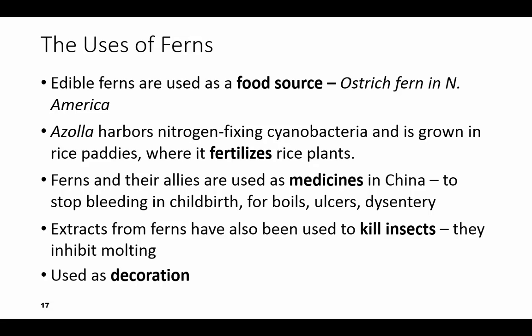In China, they use ferns in a lot of medicines. That's how they stop bleeding in childbirth. They use it for boils, for ulcers, and to treat dysentery. They also inhibit molting, so they can use some of the extracts from ferns to kill insects because they can't grow and they'll die instead of molting and growing and continuing to do what they do.